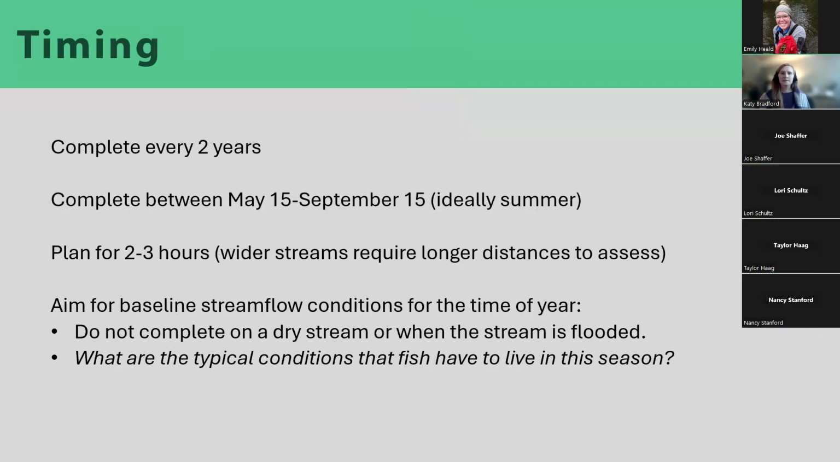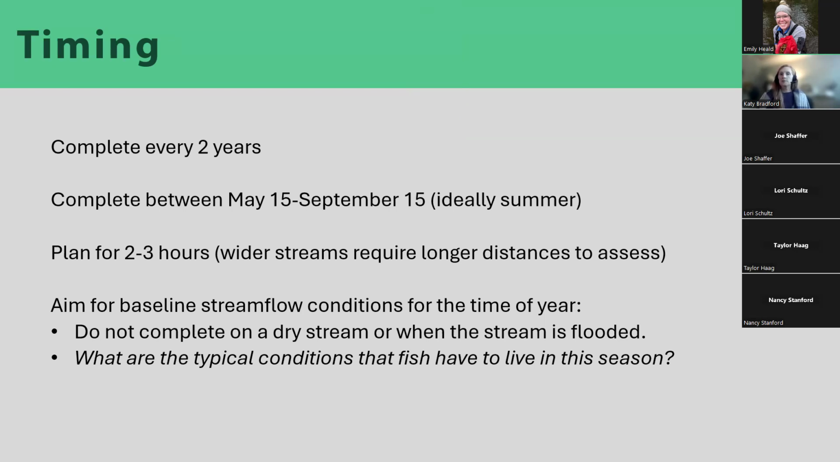So timing, this is a little updated after doing this review with DNR biologists. This is not something you need to do every year unless your stream is dramatically changing every year because it has really strong flashy flows, which you might see more in urban areas. So generally every other year is fine. You can complete it any time between May 15th and September 15th, ideally in summer, but the biologists do their habitat assessments anytime during the May 15 to September 15 window. It's planned for 2 to 3 hours. It takes time to do the stream walk.